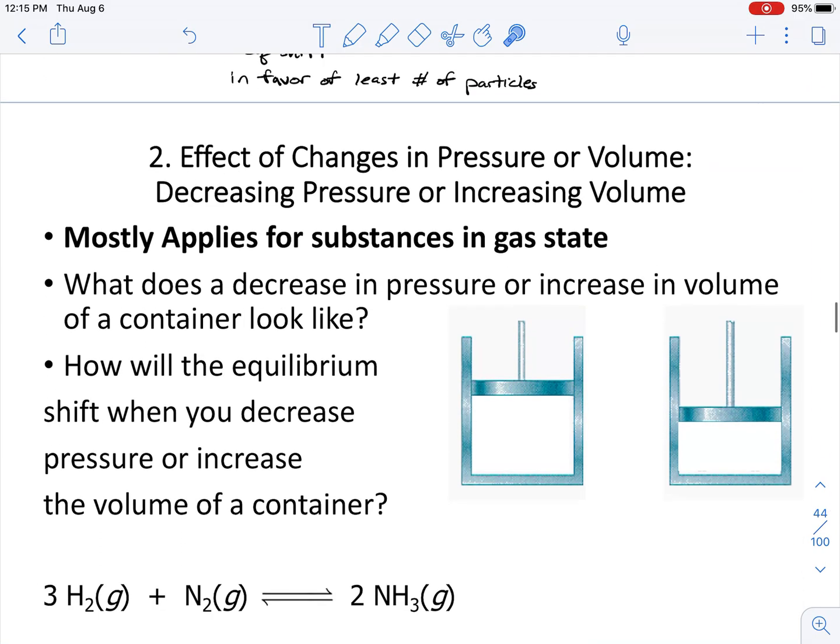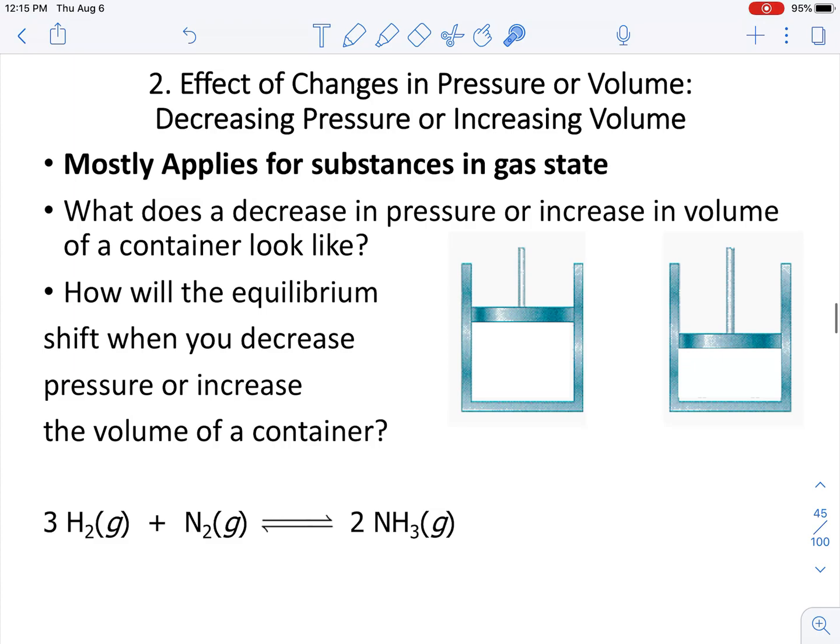Okay, so let's go ahead and look at another scenario. Once again, we're looking at how changes in pressure and volume affect the position of the equilibrium for particles that are in gas state. However, this time we're going to look at a decrease in pressure or an increase in volume. So how do those stresses affect the position of the equilibrium?